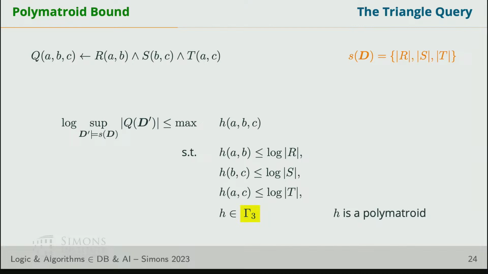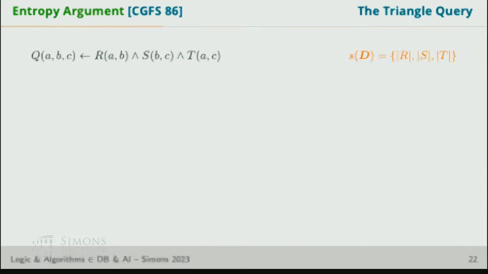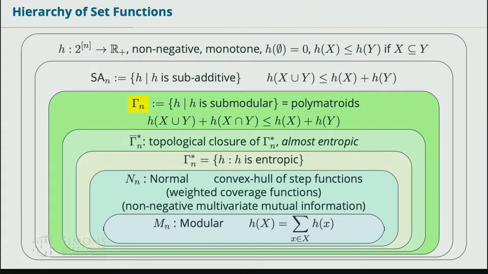Just go back to your hierarchy of set functions. Sure. Where are we? Yes, so we're right here. We are at the polymatroid. Yeah, because we actually set up an optimization problem over this set, but this set seems to be very hard to characterize. Even after you take the topological closure, it's still hard to characterize. So we move it up one more level.